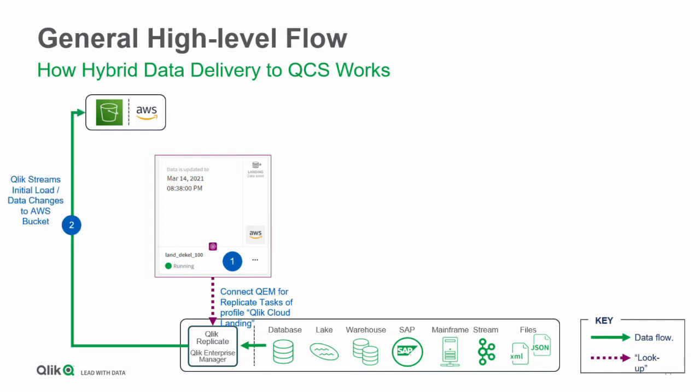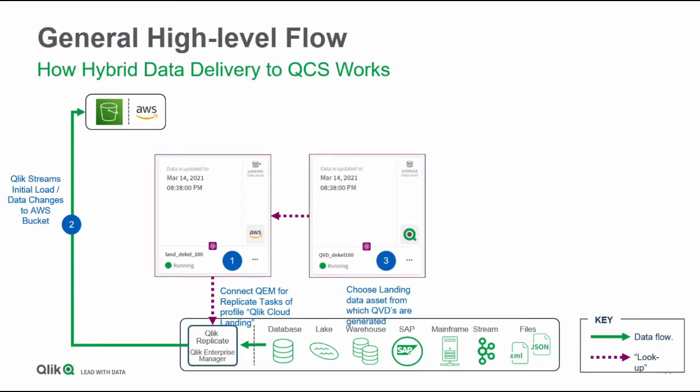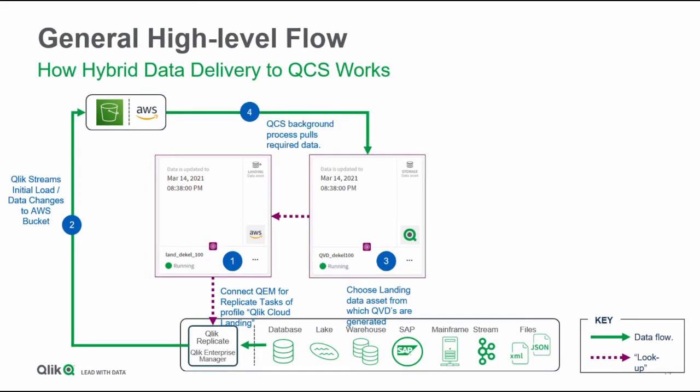Upon run, the landing data asset will use the replicate task to do the initial load of the data from the source to the AWS S3 bucket in the cloud, and then data changes will continue to stream online. Next, you should create a new storage data asset and select the landing data asset to be its source data, from which the QVD file will be generated.